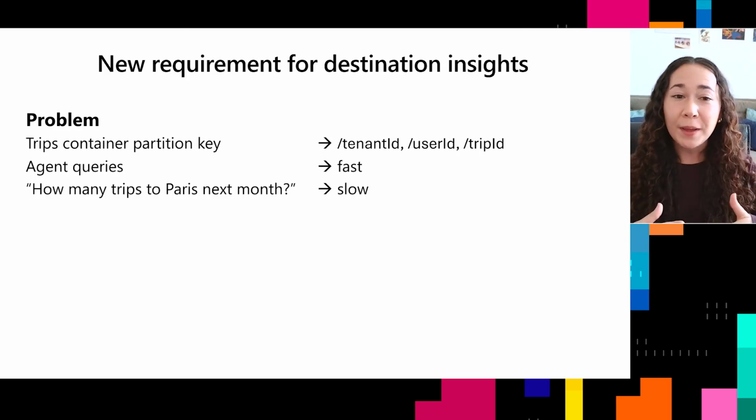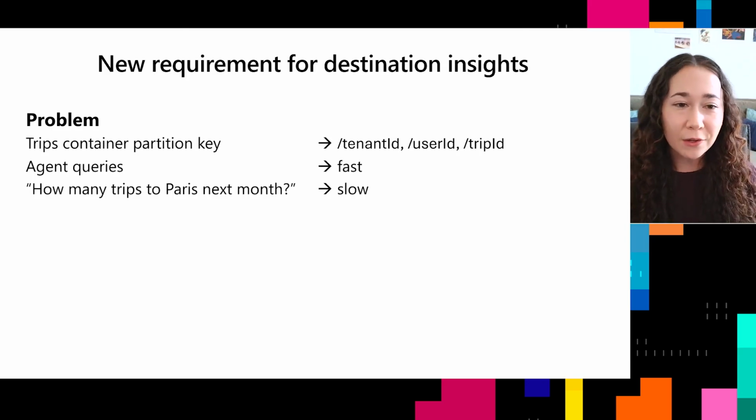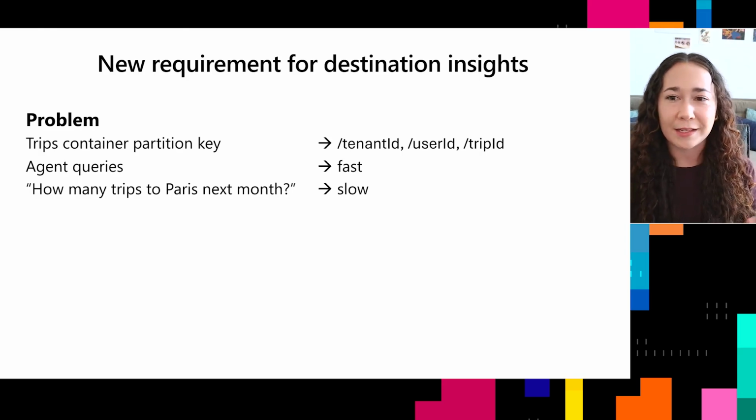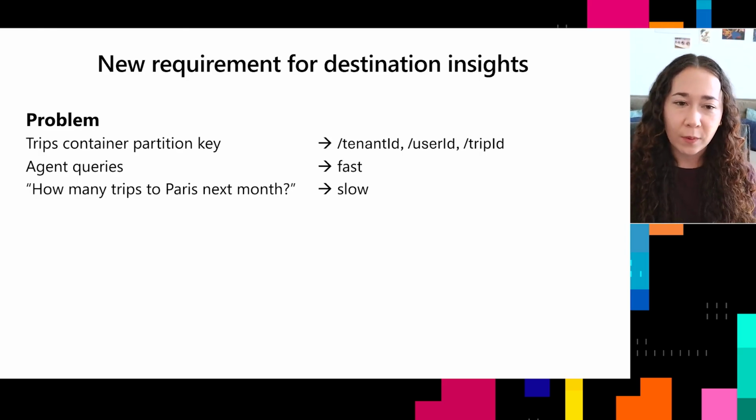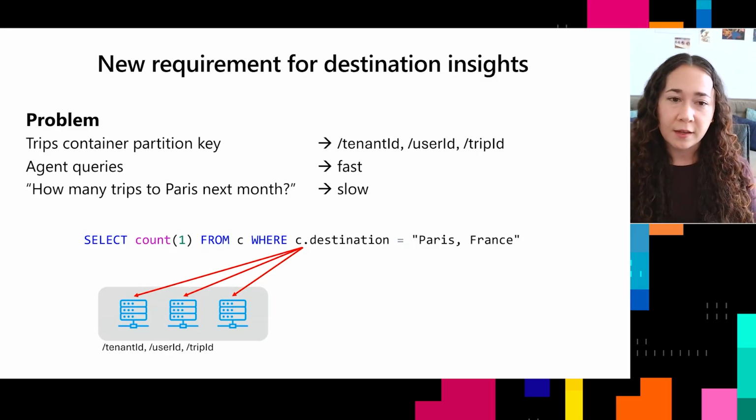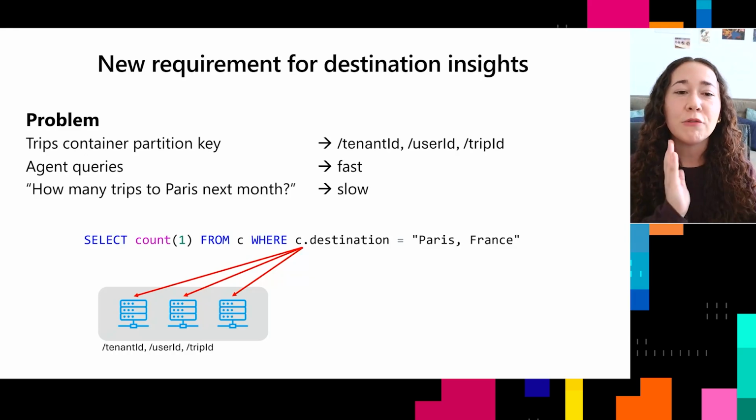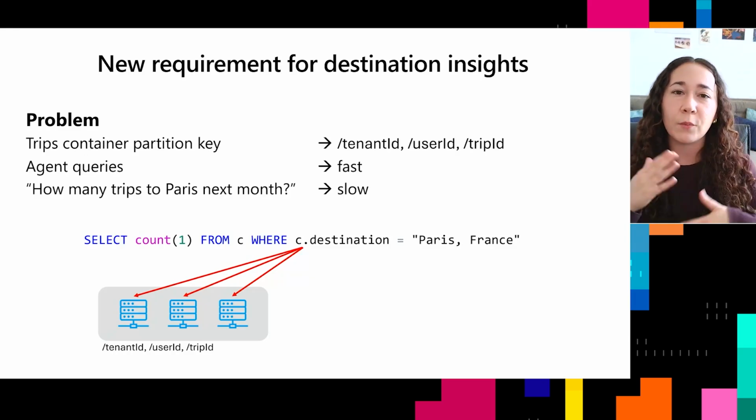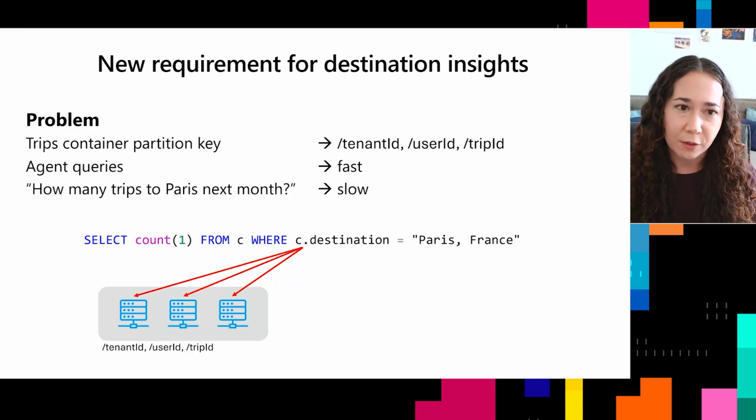We want to know how broadly across all tenants, how many trips to Paris are there next month? The issue with this query in our current architecture is that it's a cross-partition query. Cosmos DB is a distributed database, and your data lives on multiple physical partitions. A query like this, where we're getting a count of all the trips to Paris, needs to be routed to every single physical partition so that we can count up all the trips and then give the answer back.